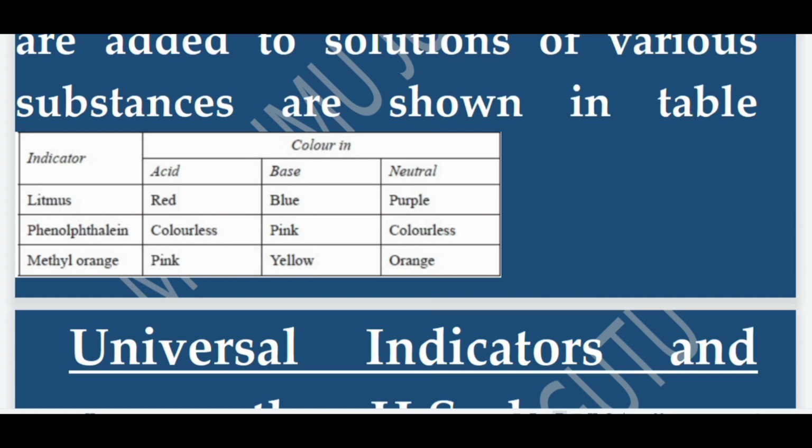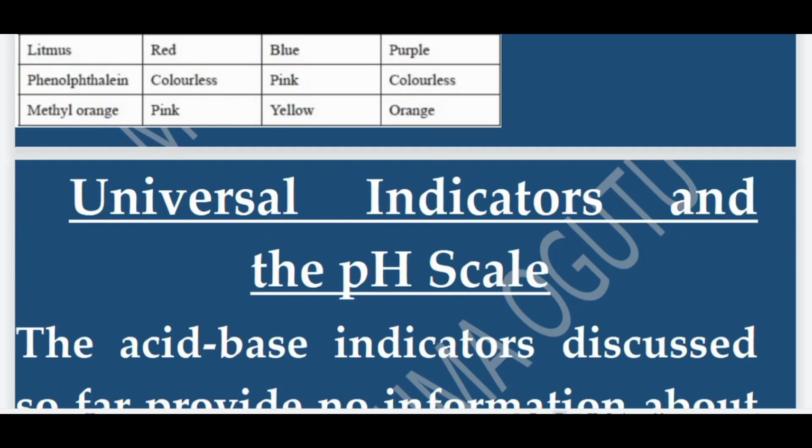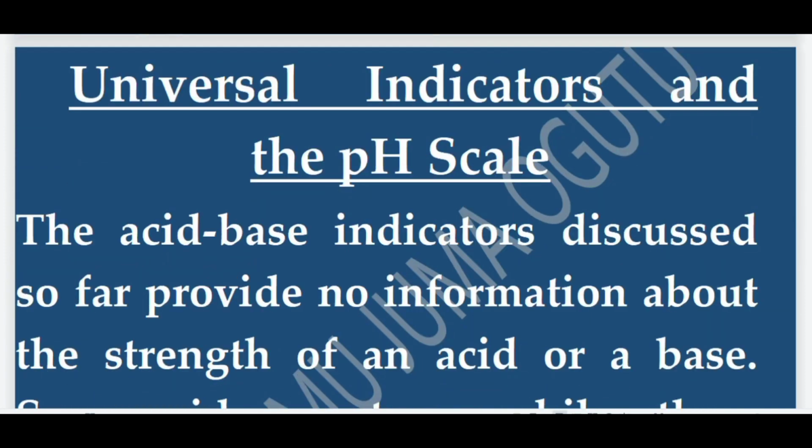So apart from the three commercial indicators used, phenolphthalein, litmus, and methyl orange, we also have a universal indicator that has a pH scale. As you have just seen, the three will only give the color change but won't show the strength of either the acid or the base. But the universal indicator and the pH scale give us the color and also show the strength of either the acid or the base.